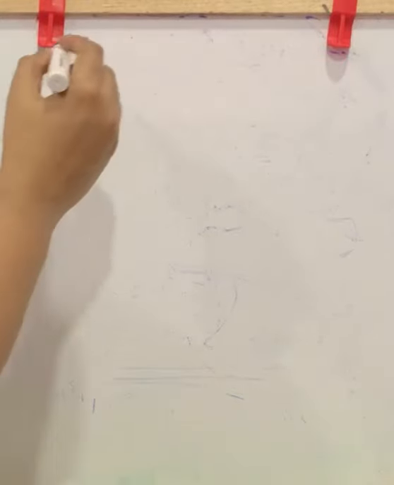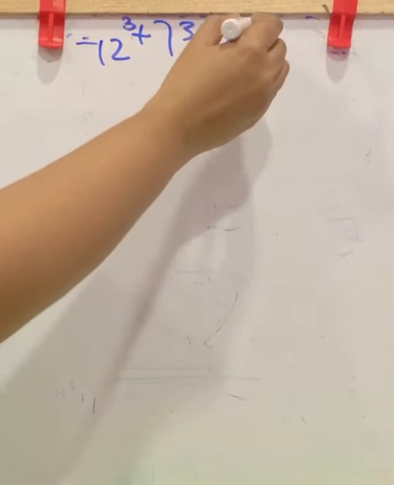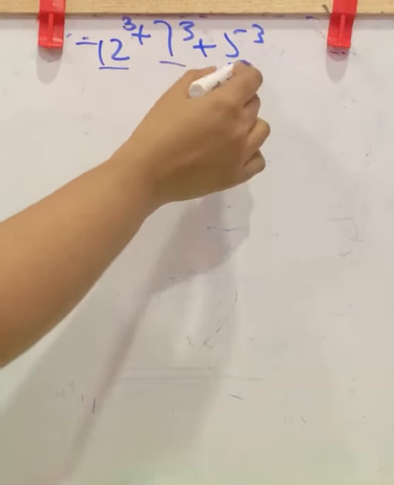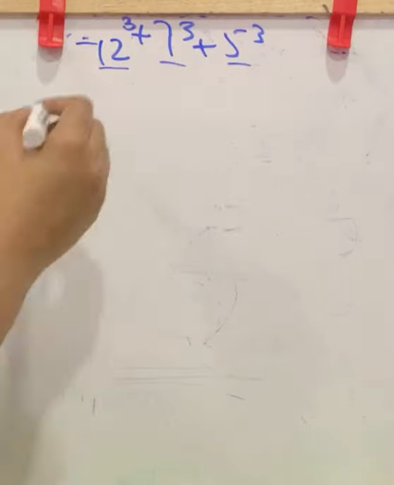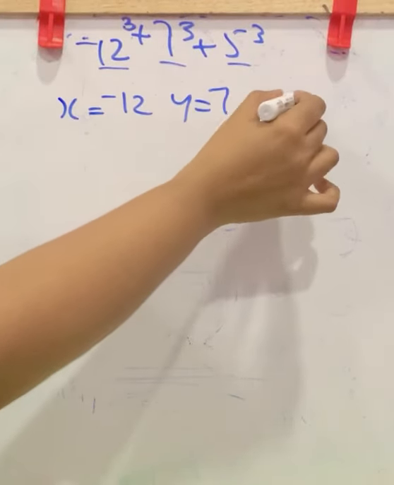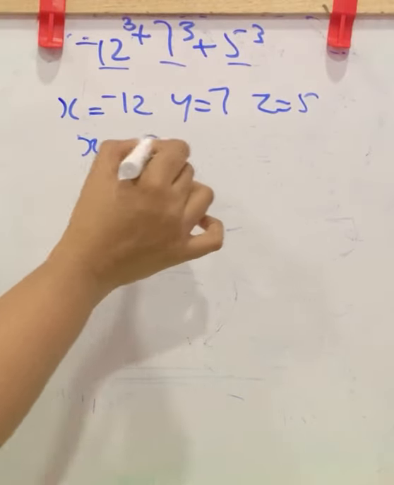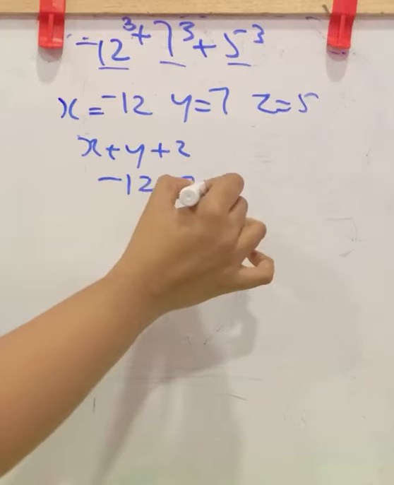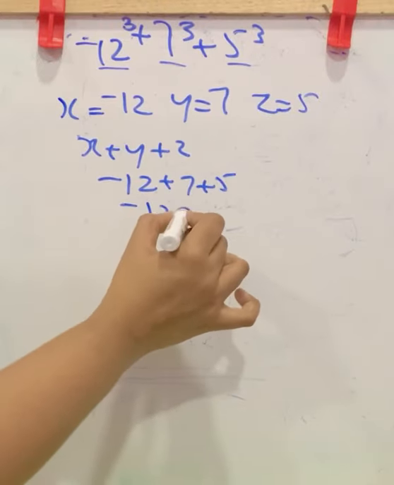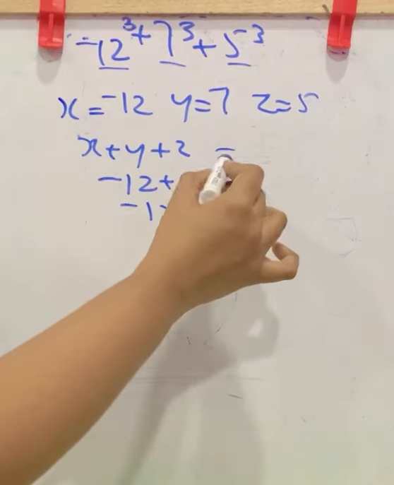Next, without actually calculating the cubes, find the value of each of the following. Minus 12 cube plus 7 cube plus 5 cube. Here this is x, this is y, this is z. x is minus 12, y is 7, z is 5. Now check what is x plus y plus z. That is minus 12 plus 7 plus 5, that is minus 12 plus 12 equal to 0. That is, we got x plus y plus z equal to 0.